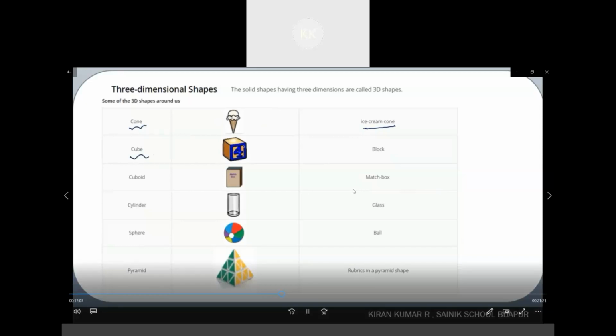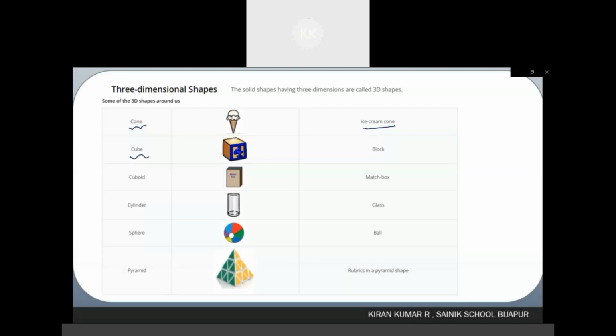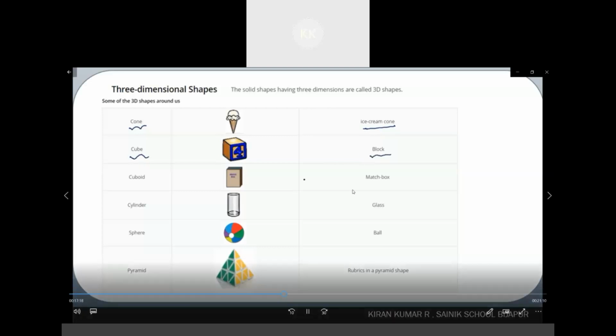Cube, it has four sides laterally and two sides on top and the bottom. It is a three-dimensional figure. Example is a wooden block. Cuboid, one of the examples is a matchbox.